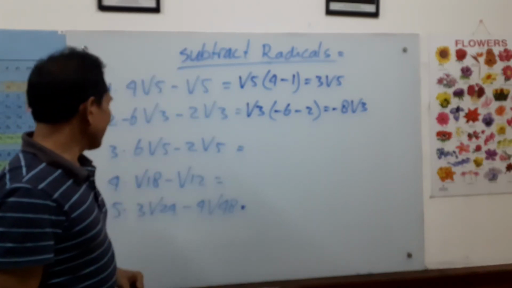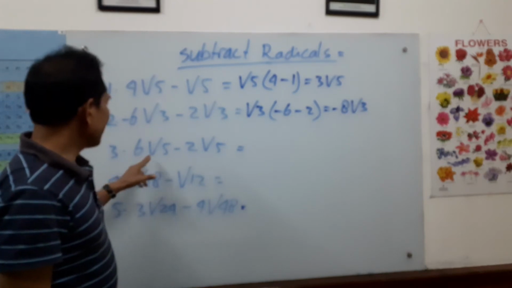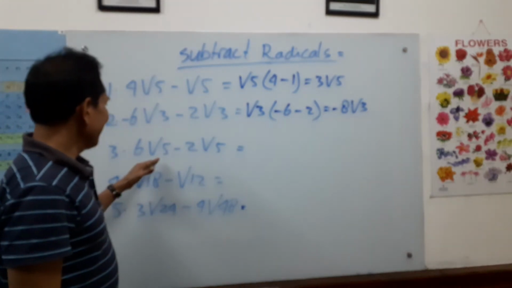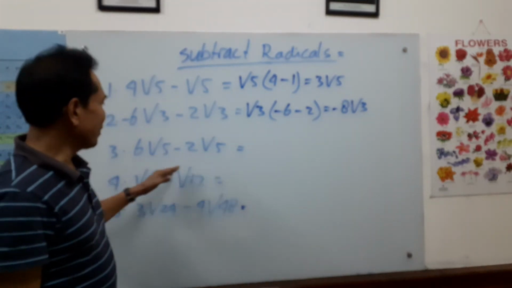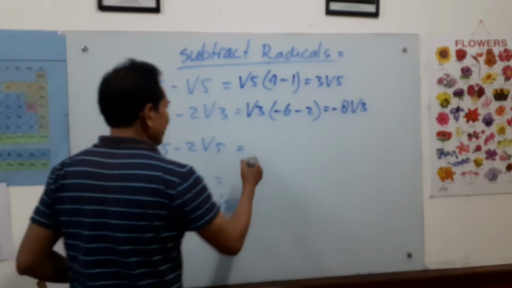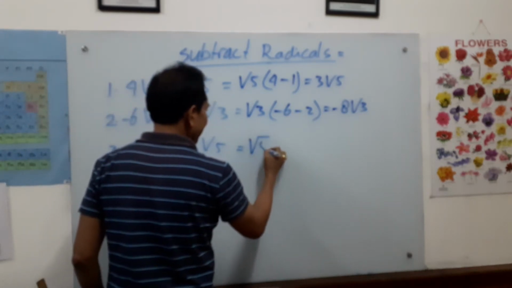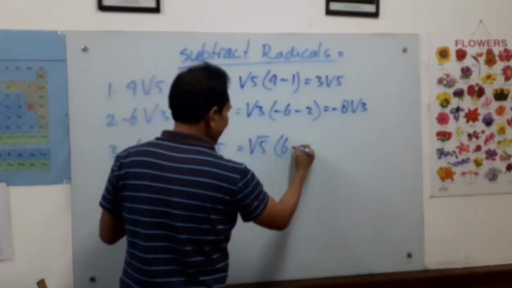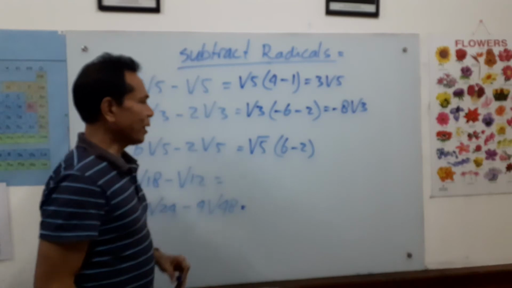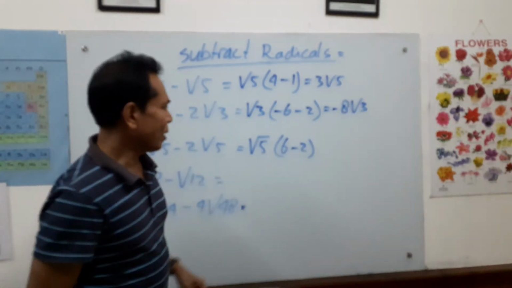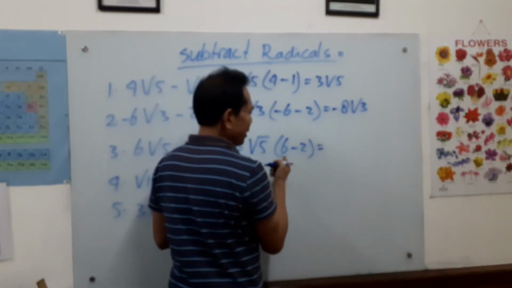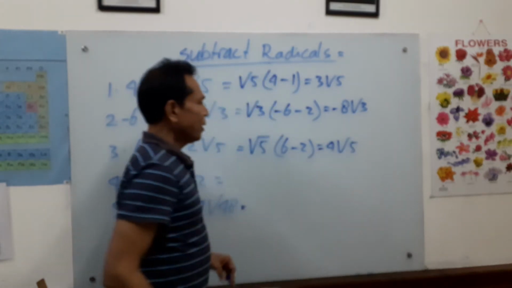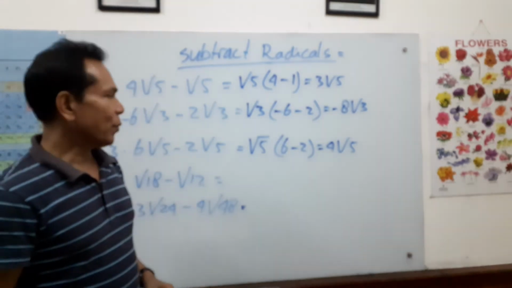Now we go to number 3. Number 3, 6 square root 5 minus 2 square root 5. Once again, the radicals are the same. We have 5 here. So we put our square root 5 here, we open the bracket, we bring into the bracket 6 and also minus 2. Now we can subtract this right away. So we have 6 minus 2 is 4, and we bring our square root 5 there. So it is 4 square root 5.